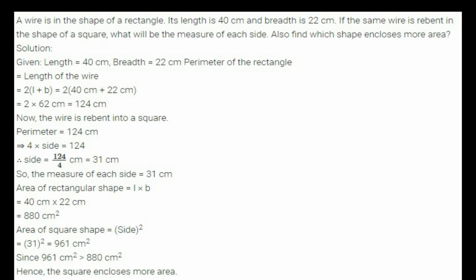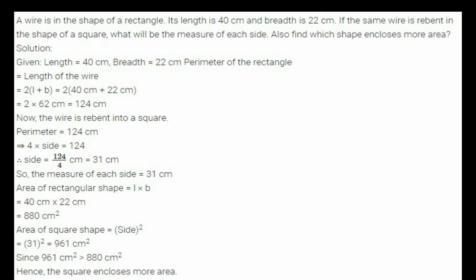The sum is, a wire is in the shape of a rectangle. Its length is 40 cm and breadth is 22 cm. If the same wire is rebent in the shape of a square, what will be the measure of each side? Also find which shape encloses more area. So in this sum, they are telling you that a wire is in the form of a rectangle, and the dimensions of the rectangle are given. But now they are giving a new structure to the wire, that is, they are bending the wire into a square shape, and now they are asking what will be the measure of each side, and also to find the shape which encloses more area.